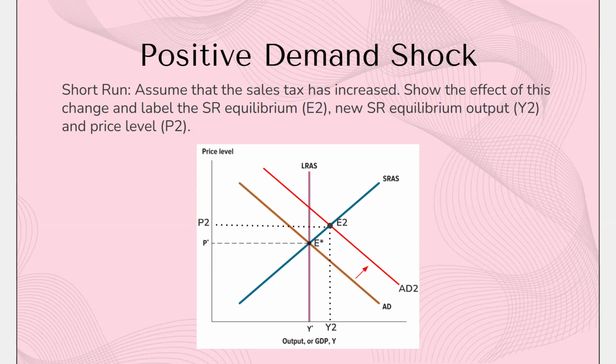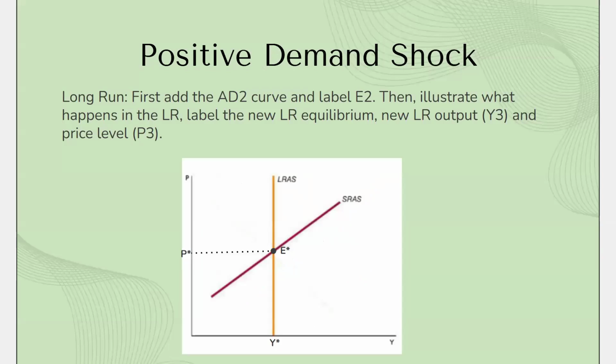As shown down below, the curve has shifted to the right. Make sure to label the new price, output level, and equilibrium. At our new equilibrium E2, both output and price are greater than before, indicating an economic boom and high demand for inputs. Now on to the long run.